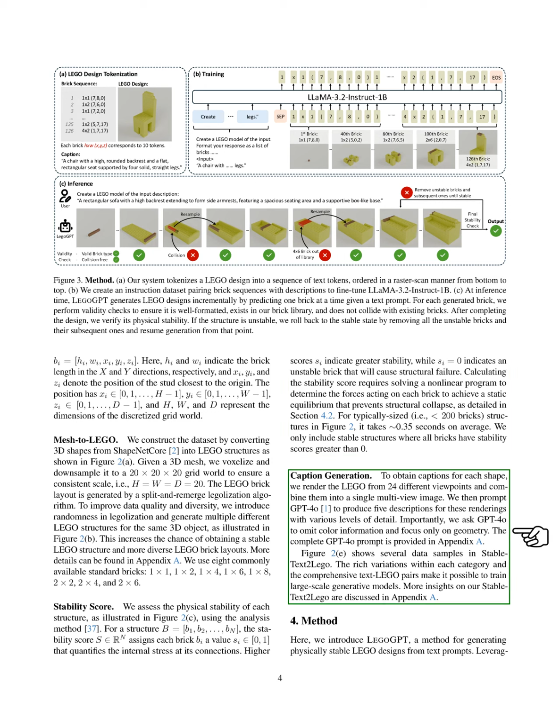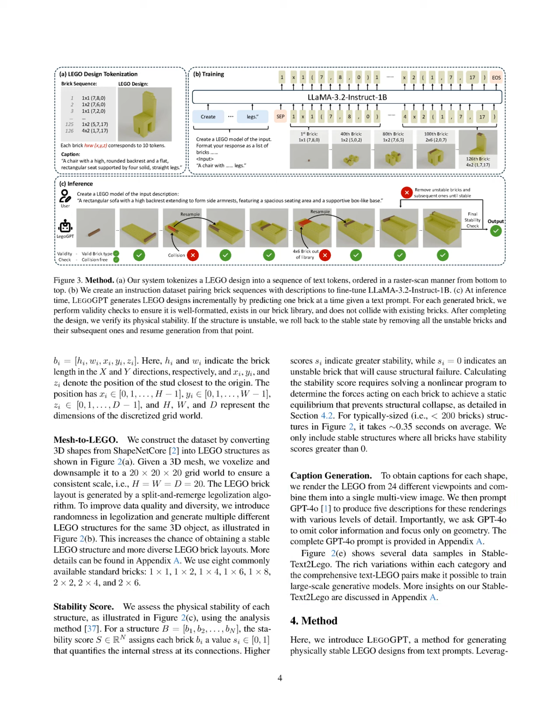For caption generation, we render each LEGO structure from 24 viewpoints and compile these into a multi-view image. We then use GPT-4 to generate 5 descriptions for each rendering, focusing on geometry and excluding color details. The variations within our dataset and the text-LEGO pairs enable us to train large-scale generative models effectively. Further details about StableText2LEGO can be found in the appendix.